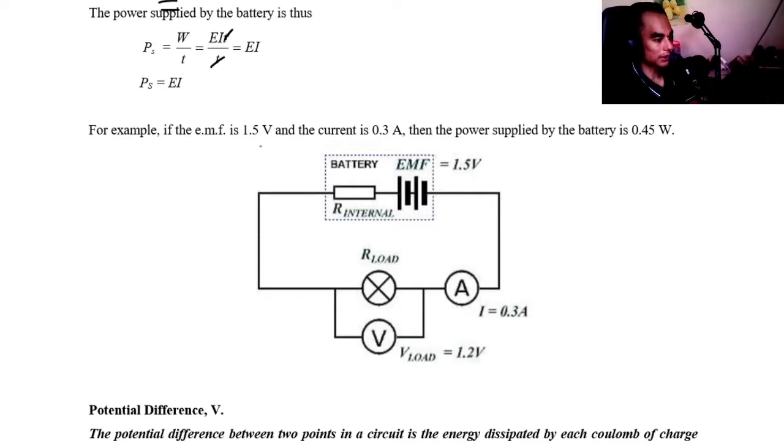So EMF is 1.5 volt. Remember, even though EMF is called a force, the measurement unit is the volt, and the current is of course in ampere, 0.3. So the power supplied by the battery will be 0.45 watt.